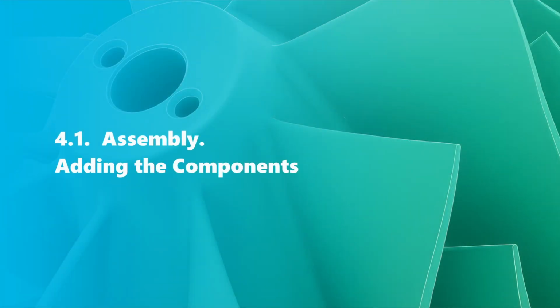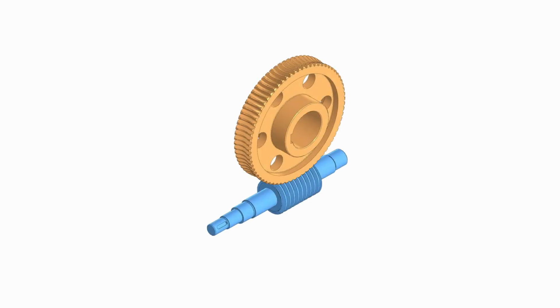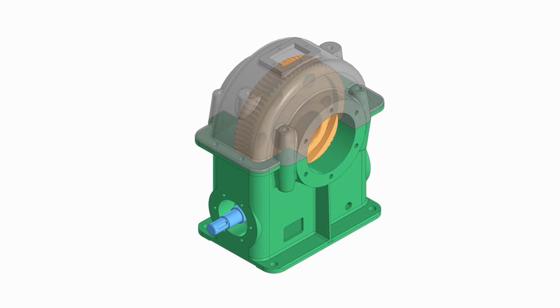In this lesson, we'll start the reducer assembly. We'll add the worm drive, housing, and cover. We'll create a new subassembly directly in the reducer assembly, add local parts and edit them.